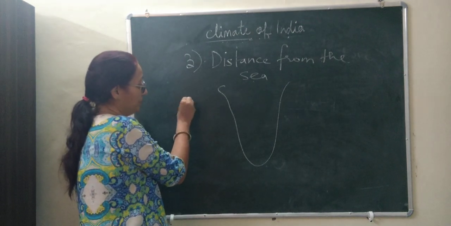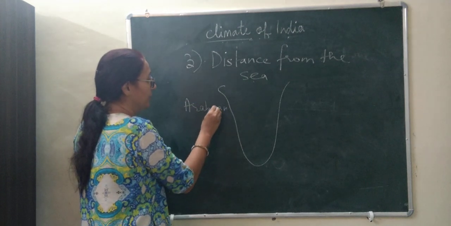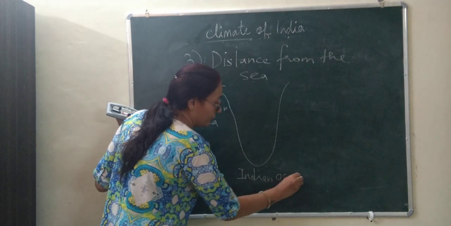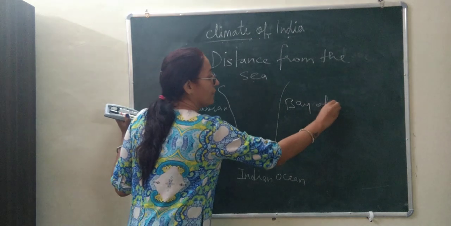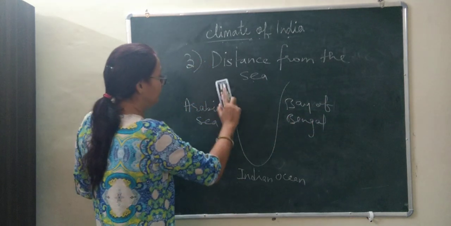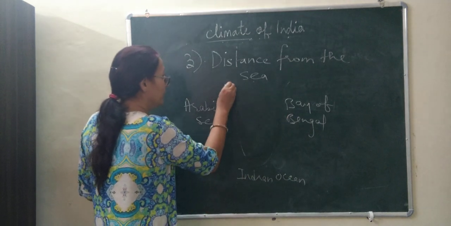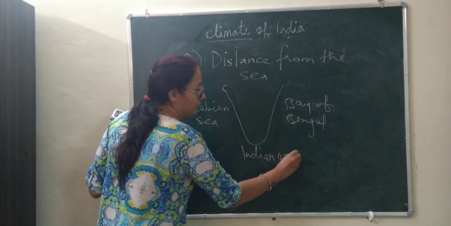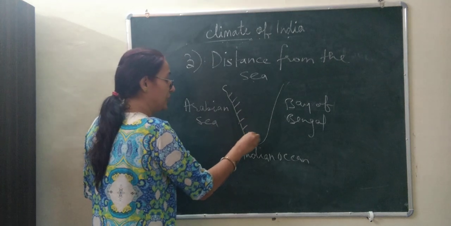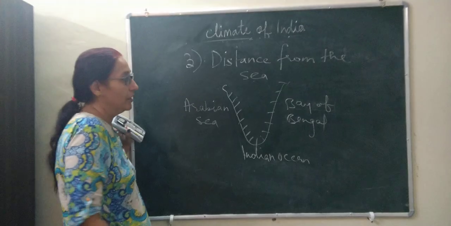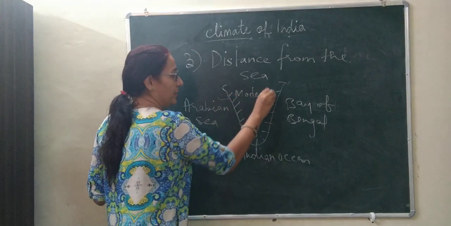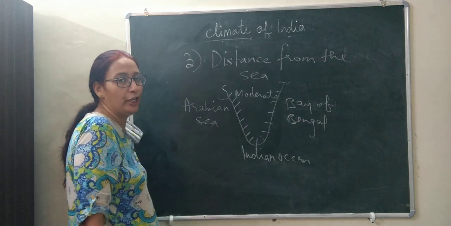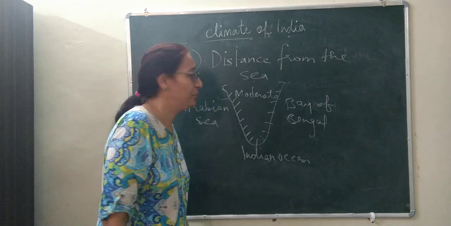As India is surrounded by three water bodies, Arabian Sea in the west, Indian Ocean, and here it is Bay of Bengal. So India is surrounded by three water bodies. And the places located near these water bodies, especially these coastal areas which are near to these three water bodies, experience moderate, equable, oceanic type of climate. Means summers are not very hot, winters are not very cool. There is an equable type of climate that prevails here.